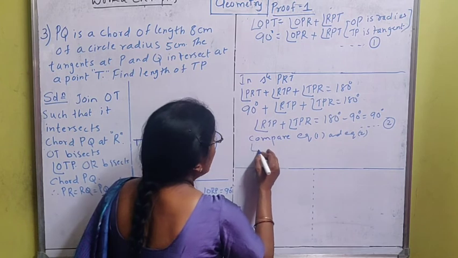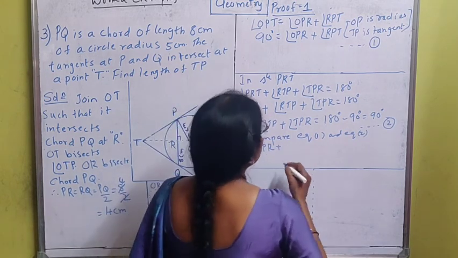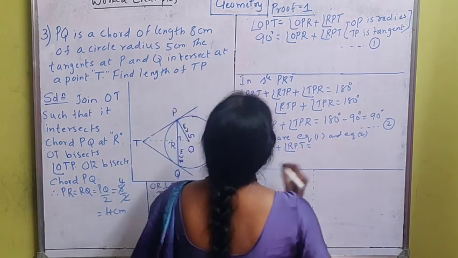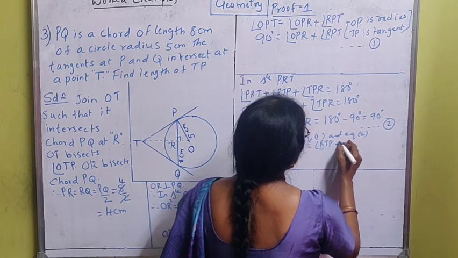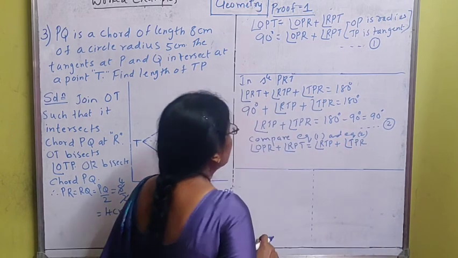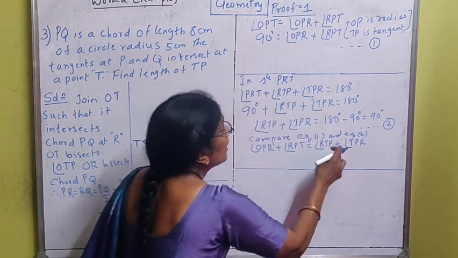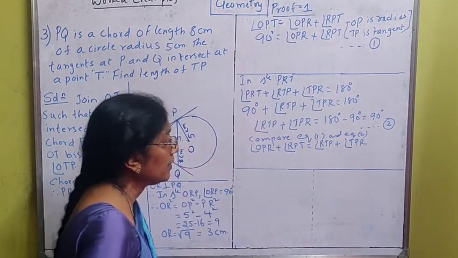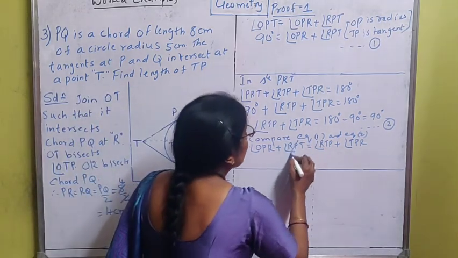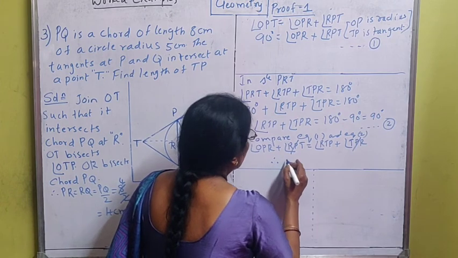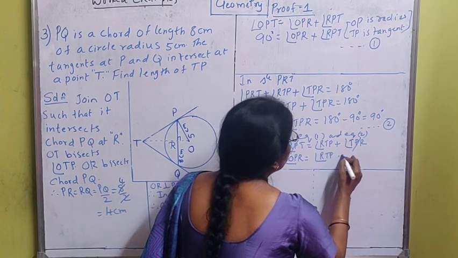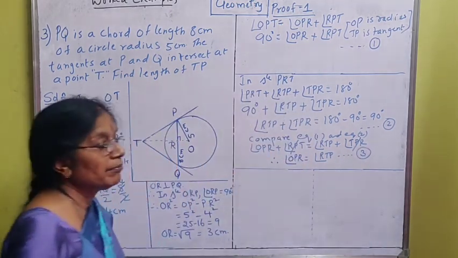So what you will get? Angle OPR plus angle RPT is equal to angle RTP plus angle TPR. Now pay attention over here. See, RPT, TPR, the angle is the same. Equal sign is written and the same angles are written on both the sides. The angle gets cancelled. So therefore, you got angle OPR is equal to angle RTP. Let this be equation number 3.